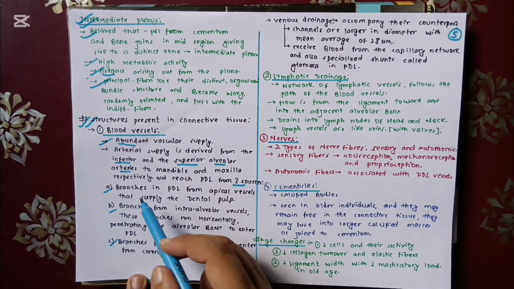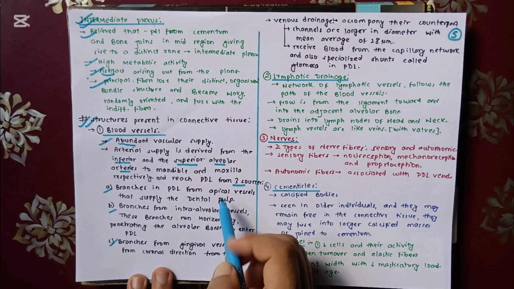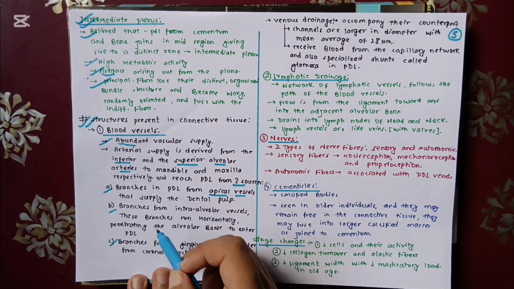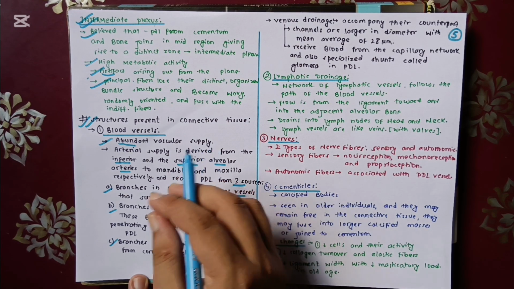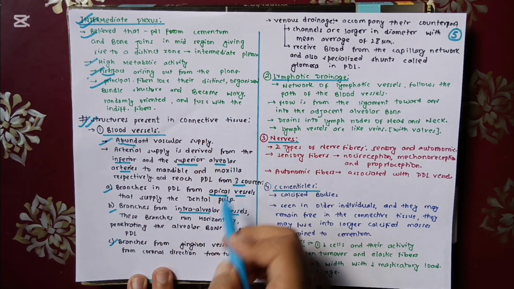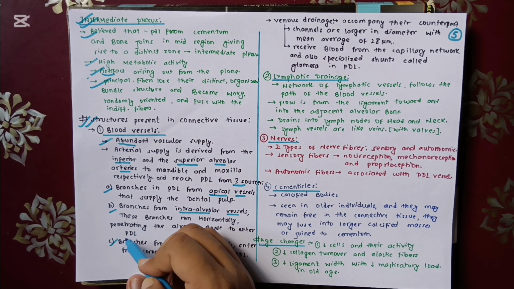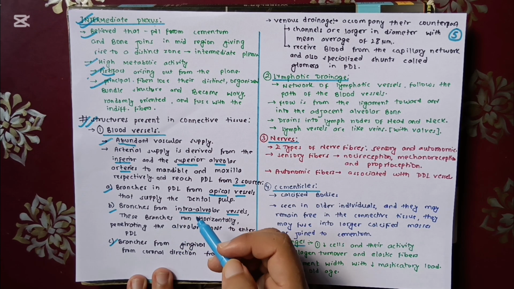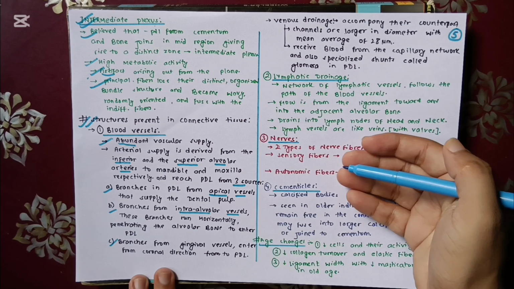The first source is branches in the periodontal ligament from the apical vessels that supply the dental pulp. Other branches come from the intra-alveolar vessels, meaning the vessels present inside the alveolar bone. These branches run horizontally, penetrate the alveolar bone and enter the periodontal ligament. In another point, branches from the gingival vessels enter the periodontal ligament from the coronal direction, from the gingiva.